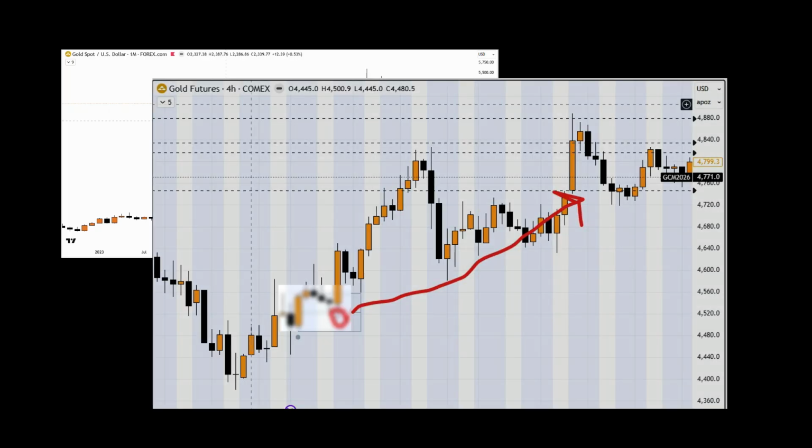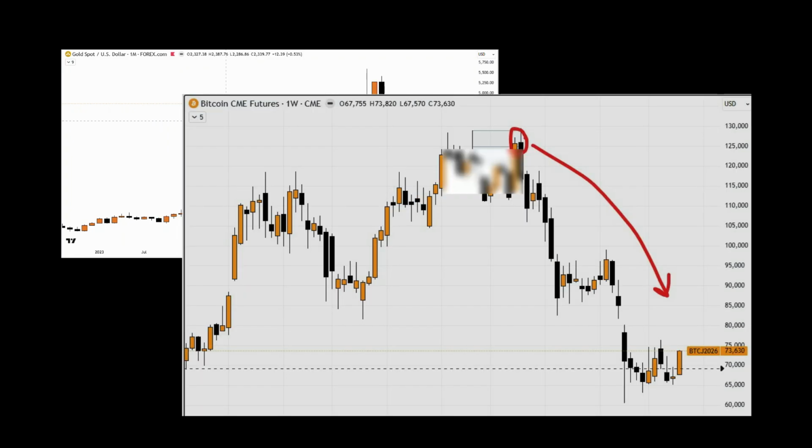Here's another example. This is gold, a completely different time frame. It's the same thing. This is real time. The box appears, price breaks the box, retraces, and then you profit. Here's another example. This is Bitcoin. Same thing, real time. Box appears, price breaks, price retraces, you profit.